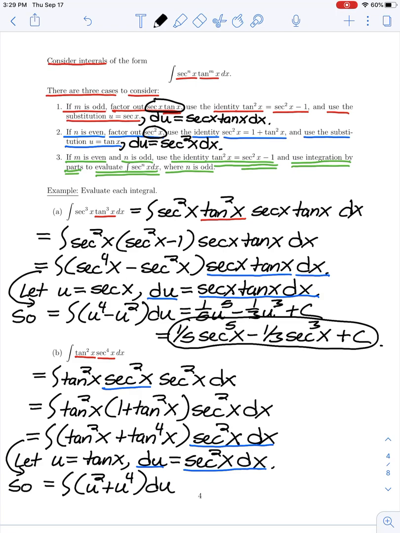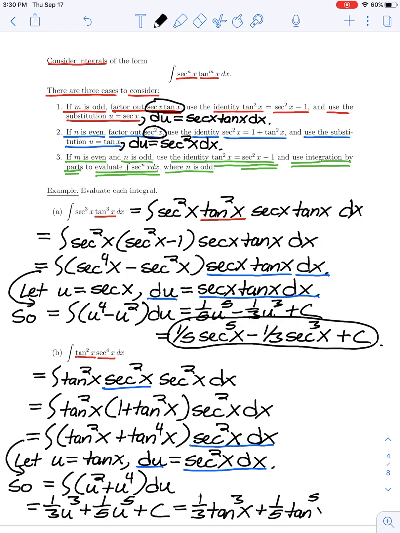So from here, we know how to integrate. We have 1/3 u cubed plus 1/5 u to the 5th plus an arbitrary constant. Or, getting my final answer in terms of x, I would take u, which was tangent x, and substitute it into my answer. So I've got 1/3 tangent x cubed plus 1/5 tangent x to the 5th power plus c.